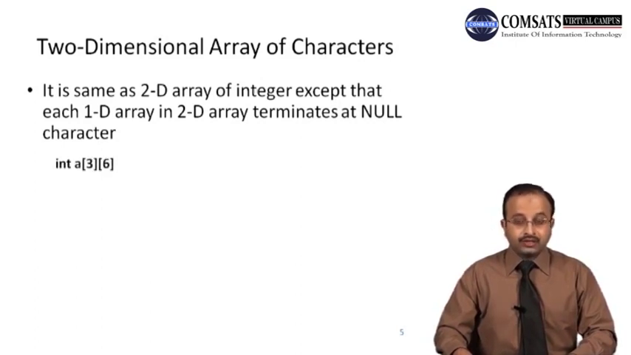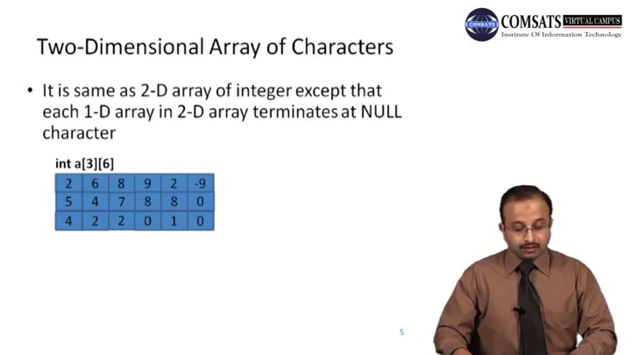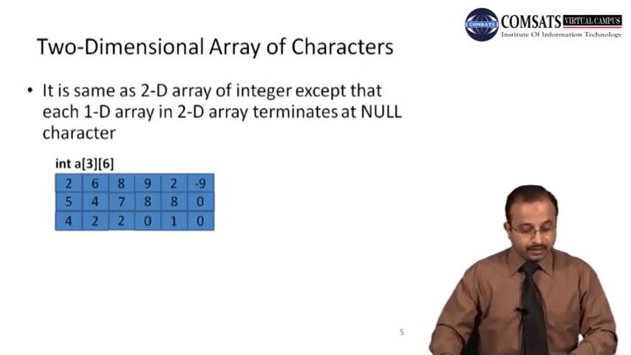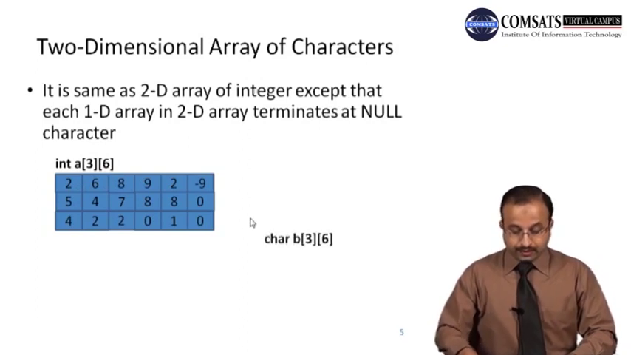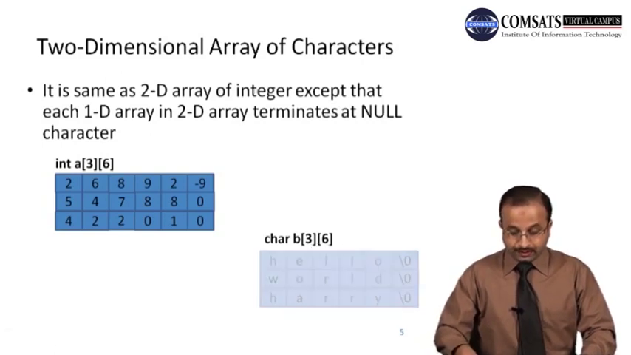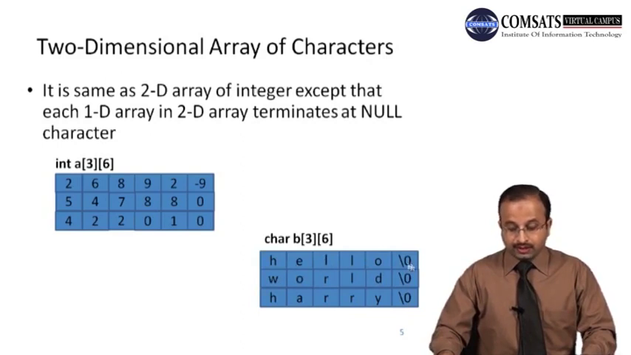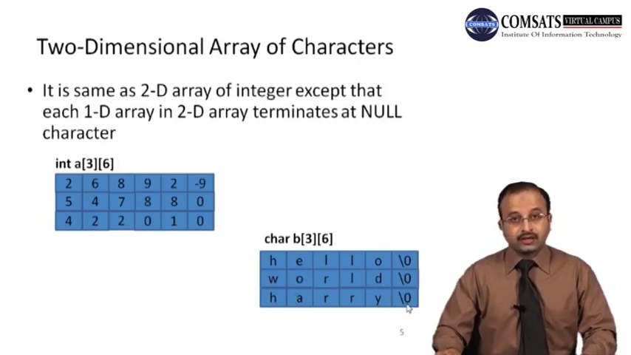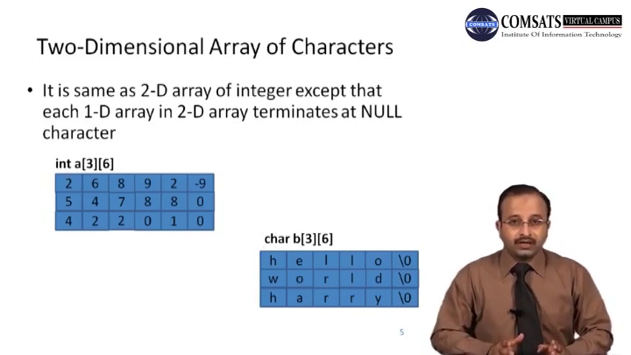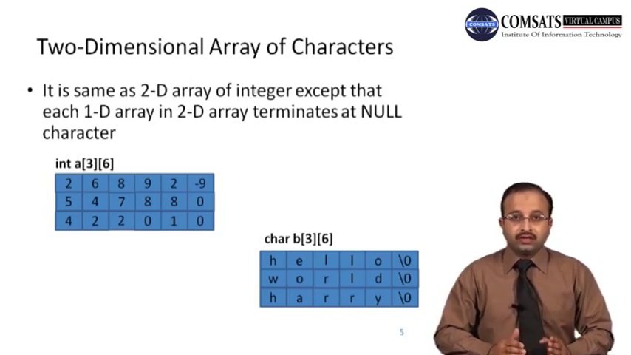Like this is a 2D array of integers, and this is not exactly the memory representation of that array. So it has 0, 1, 2, so 3 rows, and 0, 1, 2, 3, 4, 5, so 6 columns. Let's see, this is the array of characters. This is again 3 rows and 6 columns. So the first string is hello, terminated by the null character. The second string is world, again terminated by the null character. And the third string is Harry, again terminated by the null character. But the difference is also in the memory that is allocated for character and integer arrays. In an integer array, each element takes 4 bytes, while in a character array, each element takes only 1 byte of memory.